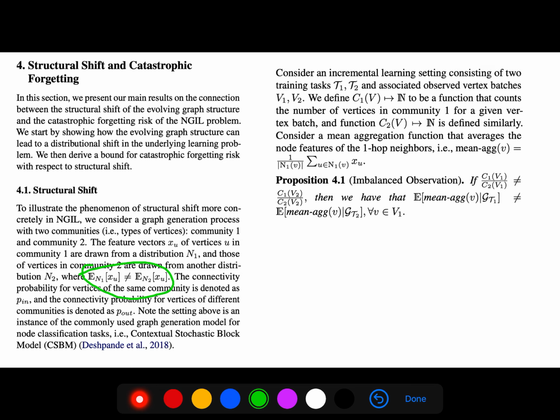Consider an incremental learning setting consisting of 2 training tasks and associated observed vertex batches. We define C sub 1 to be a function that counts the number of vertices in community 1 for a given vertex batch, and function C sub 2 is the same; it counts the number of community 2 vertices for a given vertex batch. Then they have this proposition that we can have this expectation, which is not equal to each other if they are conditioned on different tasks.